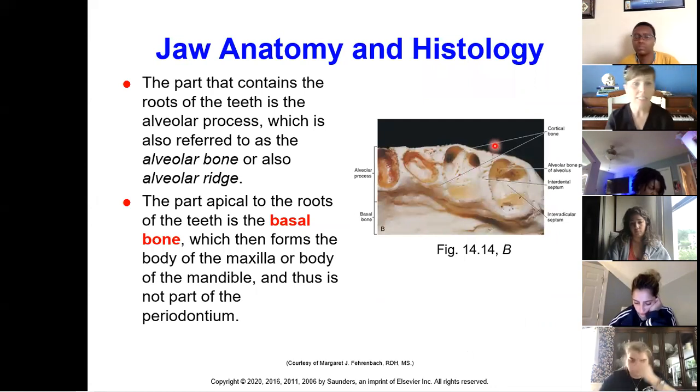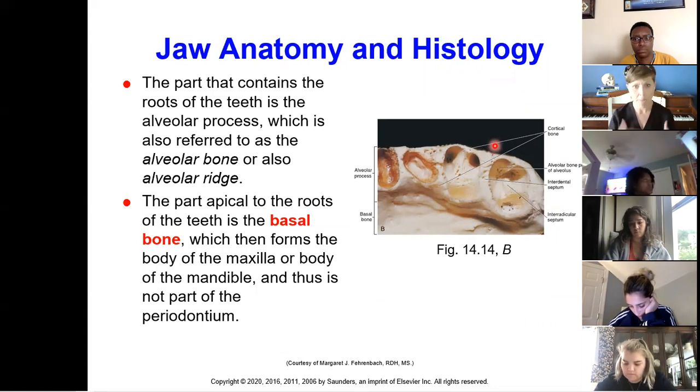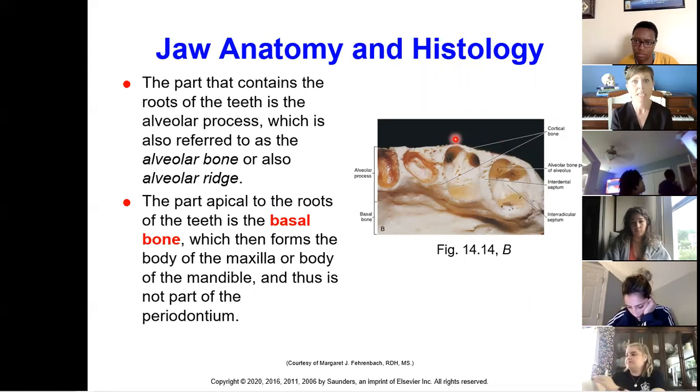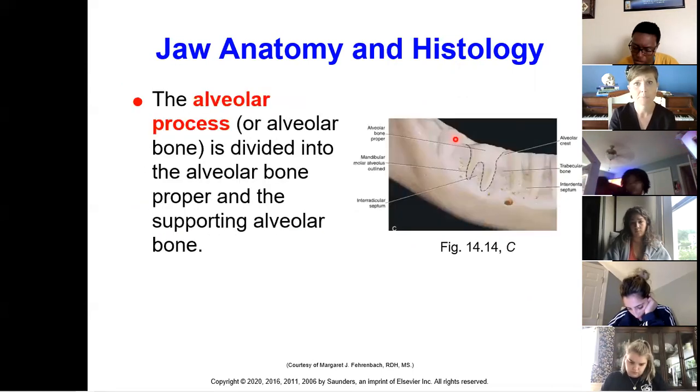Okay. The part that contains the roots of the teeth is the alveolar process, which is referred to as the alveolar bone or also as the alveolar ridge. The part apical to the roots of the teeth is called the basal bone, which then forms into the body of the mandible, thus is not part of the periodontium. So the very apical part after the roots is the basal bone, and then it goes into the body of the maxilla or the body of the mandible.